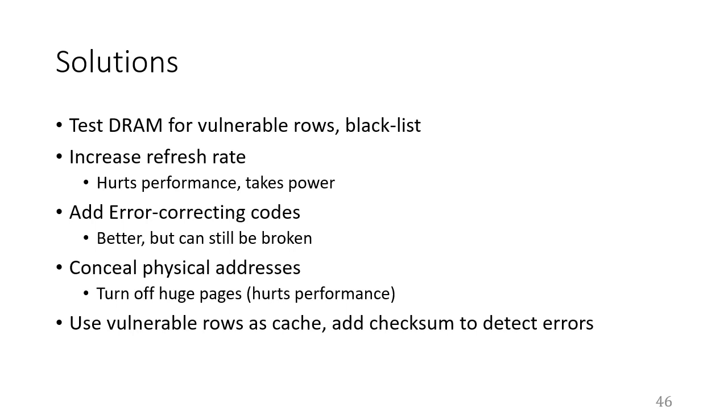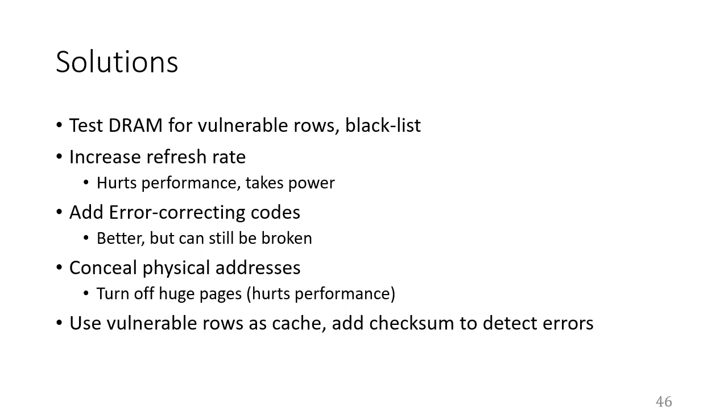Another thing you can do is conceal physical addresses. Knowing physical addresses helps because that's how we can find addresses that are in different banks. If we hide physical addresses, it's harder to find addresses in different banks. The challenge here is that we have to turn off what are called huge pages, which are used to make your translation look-aside buffer more efficient. Again, we're hurting performance. So everything here kind of hurts performance or power.